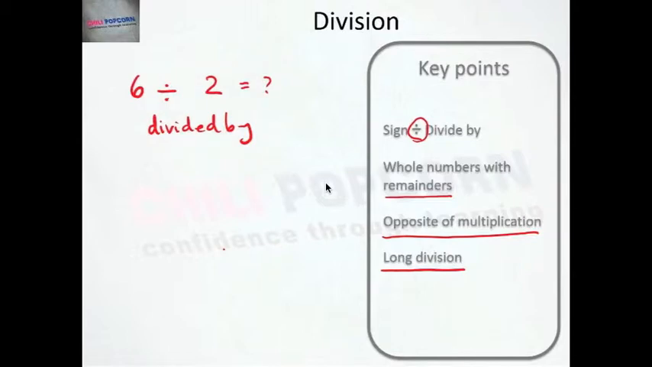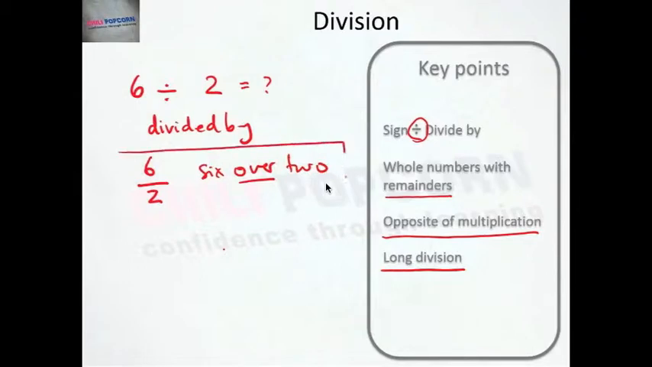Another way to write it is 6 over 2. The over is just another way of showing it's 6 divided by 2. We will learn much more about the over when we're doing fractions, but in this lesson, we're not going to write numbers like this. We're going to write them like this, 6 divided by 2. Okay, so let's see what it means to divide numbers.